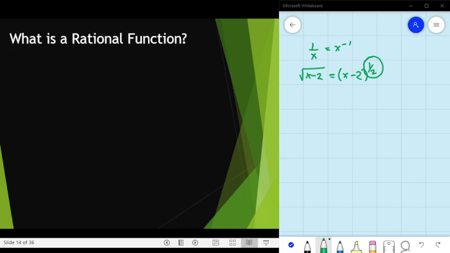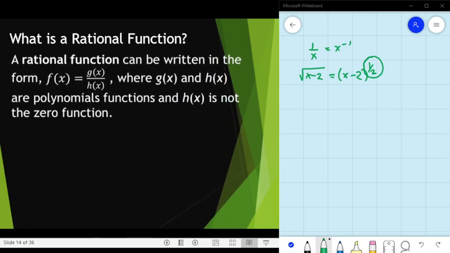Okay, what is a rational function? It can be written in the form f of x is equal to g of x over h of x, where g of x and h of x are polynomial functions and h of x is not the zero function. Example, we have f of x is equal to x squared minus 4 all over x minus 2. The numerator is a polynomial, the denominator is also a polynomial. Therefore, the given is a rational function.